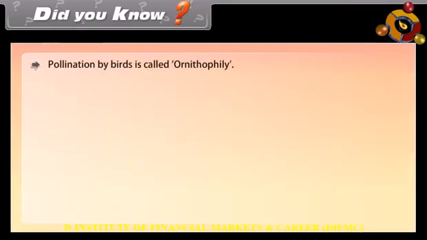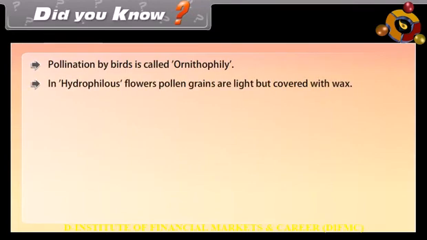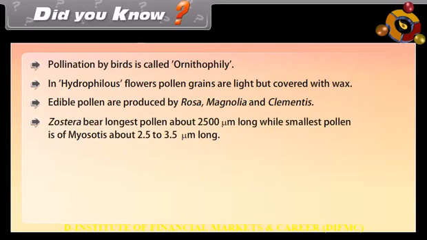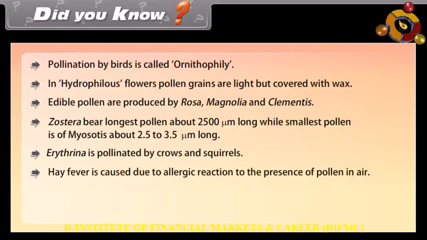Did you know pollination by birds is called ornithophily? In hydrophilous flowers, pollen grains are light but covered with wax. Edible pollen are produced by Rosa, Magnolia and Clematis. Zostera bears the longest pollen, about 2500 μm long, while the smallest pollen is of Myosotis, about 2.5 to 3.5 μm long. Erythrina is pollinated by crows and squirrels. Hay fever is caused due to an allergic reaction to the presence of pollen in air.